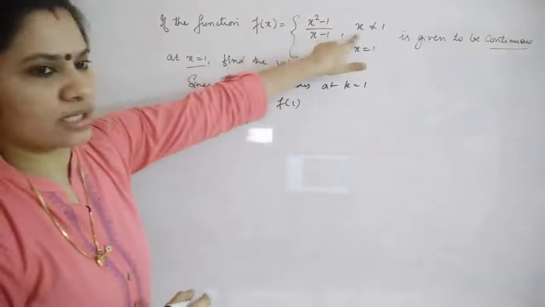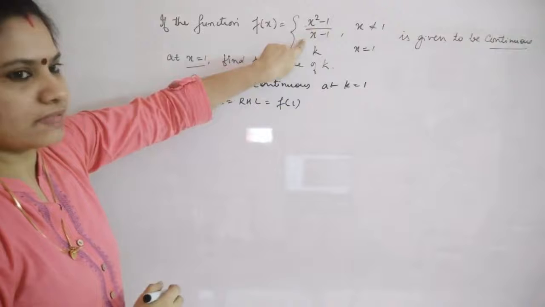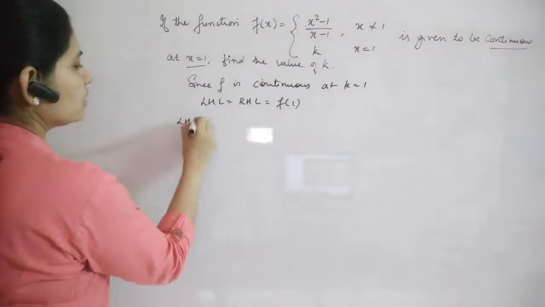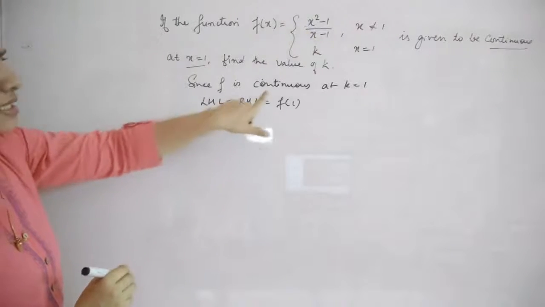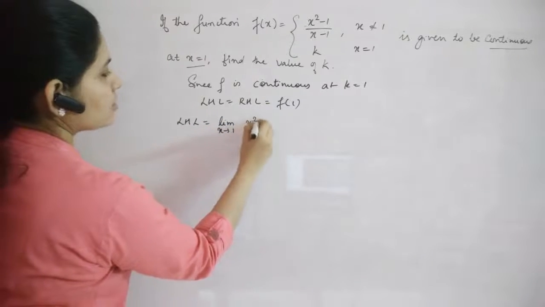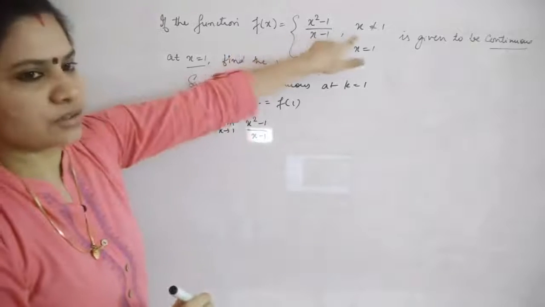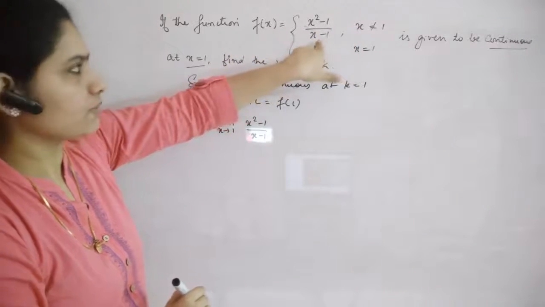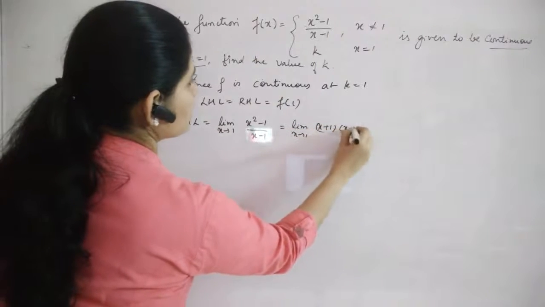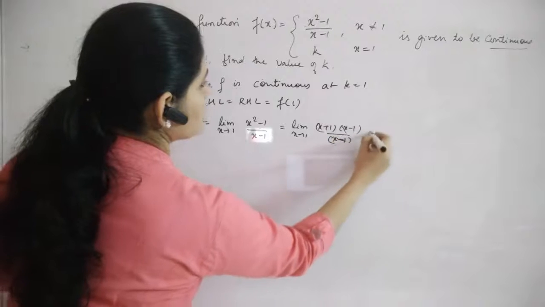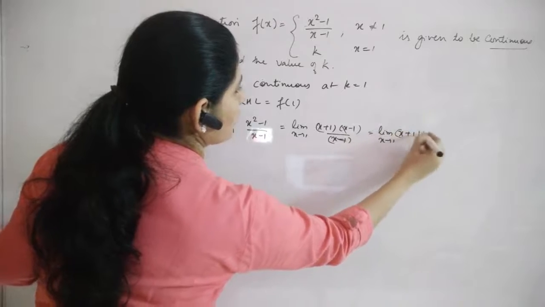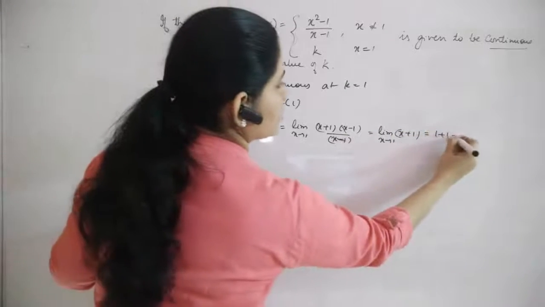Now here, since x is not equal to 1, the left hand limit as well as the right hand limit will be the same. This function you have been given. Anyway, these three should be equal since it is continuous. Okay. So you will have LHL is equal to limit x tends to 1, x square minus 1 by x minus 1. Since it is not equal to 1, left hand limit is also this, right hand limit is also this. This can be written as limit x tends to 1, x plus 1 into x minus 1 divided by x minus 1, which will give you limit x tends to 1 of x plus 1, and now replace x with 1. So you will get 1 plus 1, which is 2.